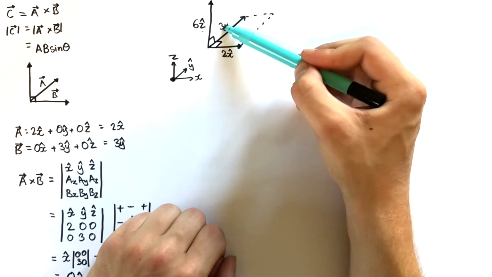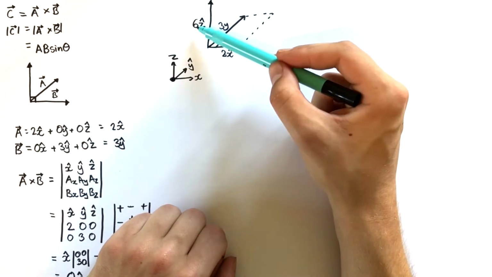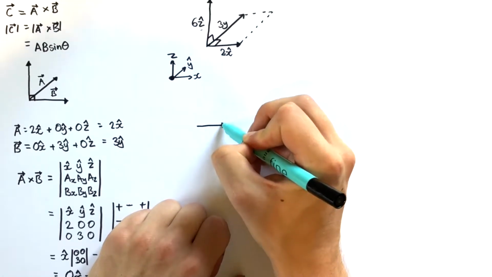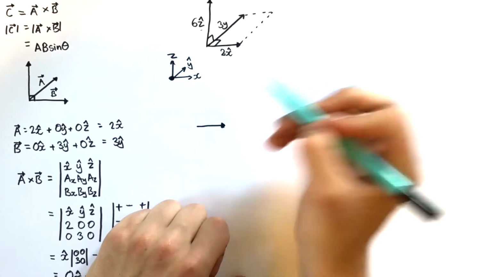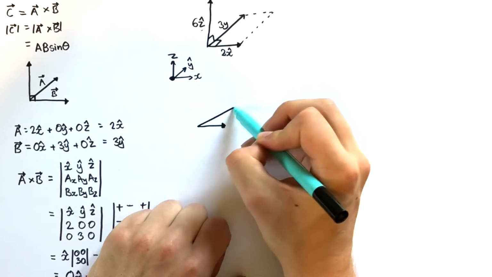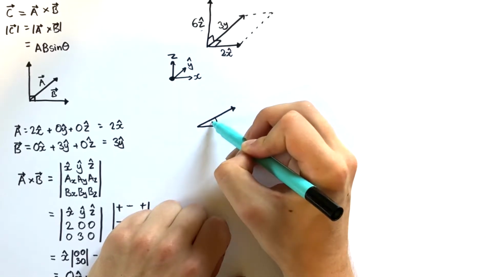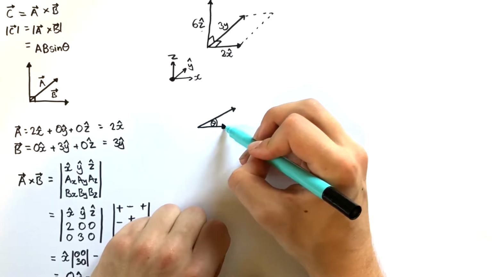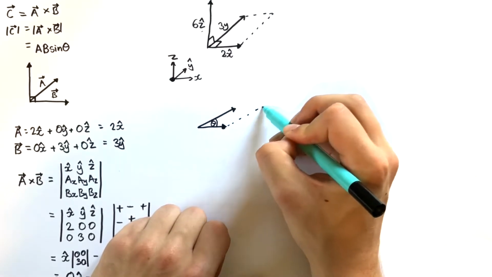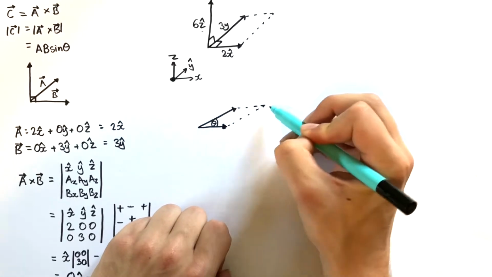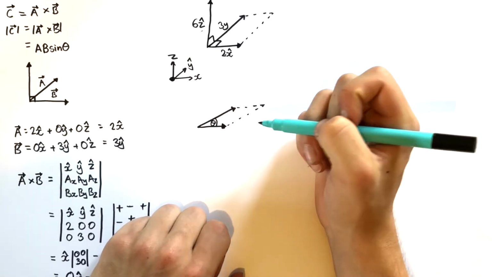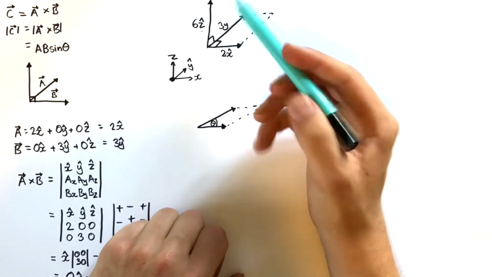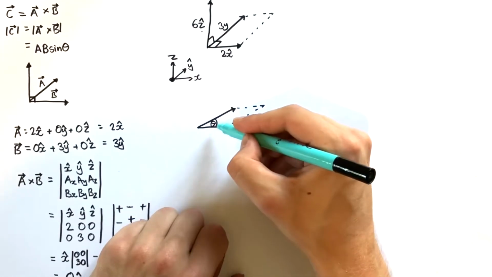So 2 times 3 is 6. Whereas if we were to have two vectors that weren't at right angles to one another, so this time this angle is theta, it's not 90 degrees, then this would form a parallelogram right here. So these two vectors would span out a parallelogram, and the area of a parallelogram is given by AB multiplied by the sine of theta.